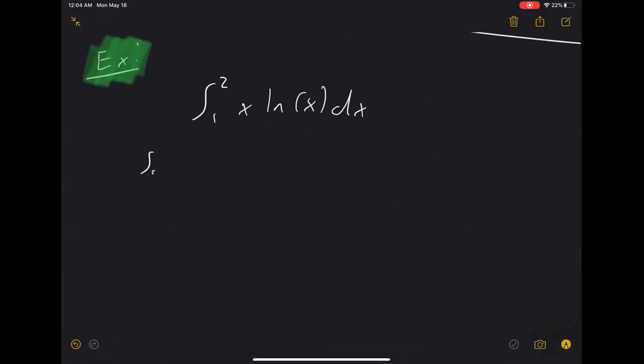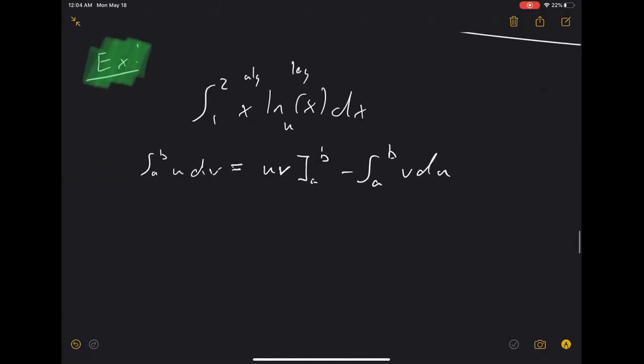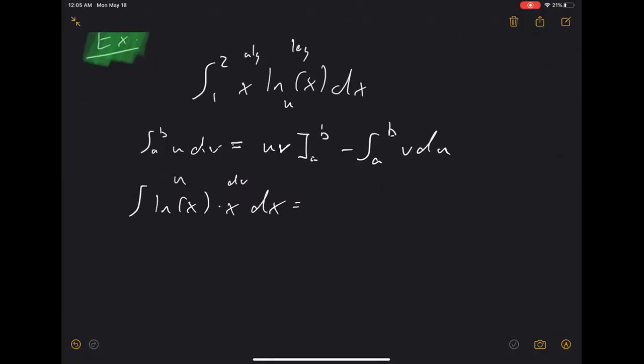Remember, we're using the formula: the integral from a to b of u dv equals uv evaluated from a to b minus the integral from a to b of v du. So I can still use the same LIATE rule. I got a log and I got an algebraic, so what should be my u? My ln of x should be my u. So let's just rearrange the first integral. Instead of writing x ln of x, I'll write ln of x times x, same thing. Now I got my u dv. That's not necessary, that's just something I'm doing to make it more clear for you guys.